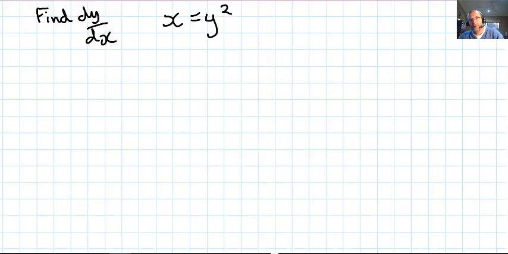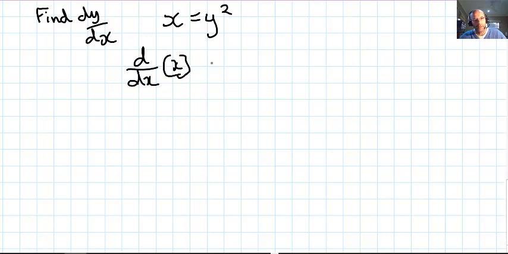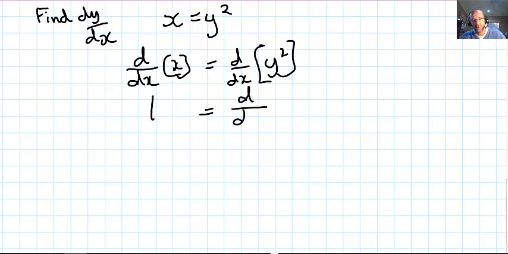So if we consider x equals y squared and we have to find dy dx, we can use implicit differentiation. So we take the derivative of both sides with regard to x, so you can see that happening there. Okay, so far so good. And 1, and then we need to consider the derivative of this side here.